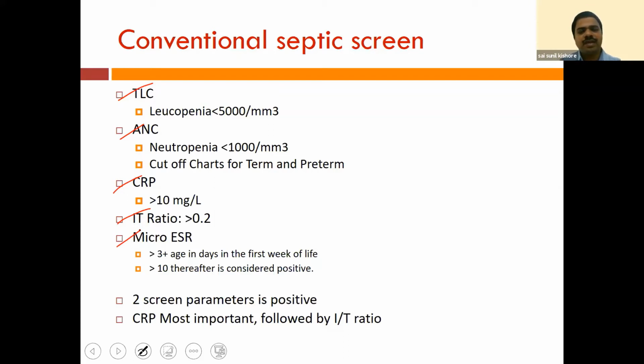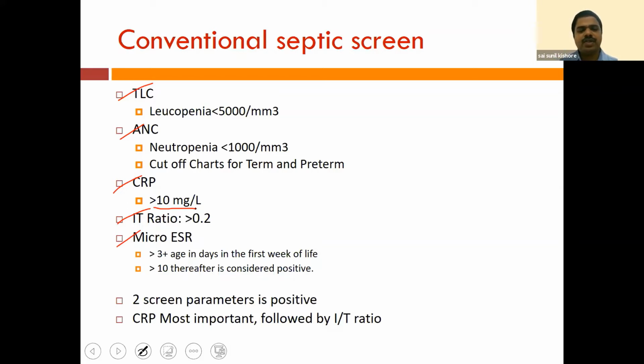If it is more than 10, it is given significance. Here I would like to tell you one more thing: it also depends on the unit, of course. Different labs report in different ways. Some labs give more than 1 as the cutoff, some give more than 10, and some give more than 6. But you need to look at the units. If it is milligram per liter, then more than 10 is significant, and if it is milligram per deciliter, more than 1 is significant.